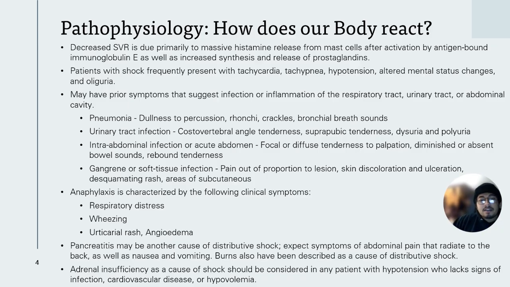Pancreatitis may be another cause of distributive shock. You can expect symptoms of abdominal pain that radiates to the back, as well as nausea and vomiting. That's one of the main ones too. Burns have also been described as a cause of distributive shock. Adrenal insufficiency also causes shock and should be considered in any patient with hypotension who lacks any signs of infection, cardiovascular disease, or hypovolemia.